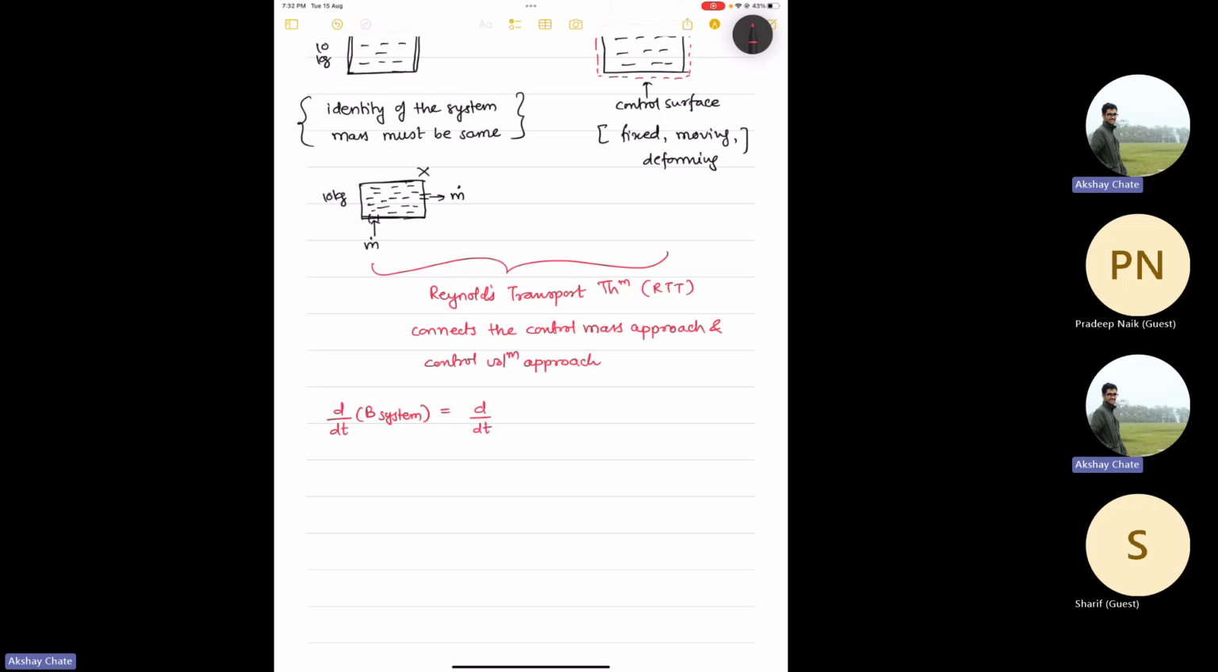d by dt of a volume integral over the CV, where CV is the control volume, with some beta and density, and dV. And then there is another term, which is your surface integral, where CS is the control surface.